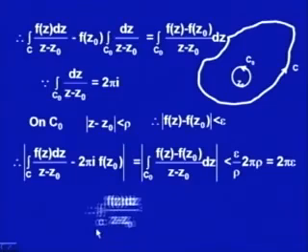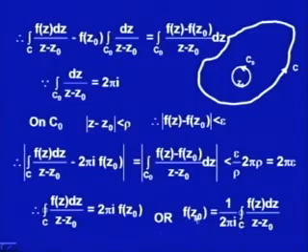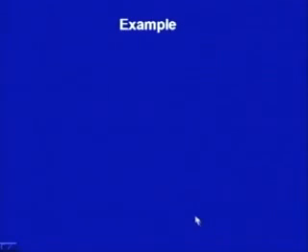Hence, by definition of continuity, we get that the integral of f(z) upon z minus z naught along the contour C is nothing but 2 pi i f(z naught), where z naught is interior to the contour. So we have established our Cauchy integral formula. In other words, we could write it as f(z naught) equal to 1 upon 2 pi i times the integral. That is rewriting it. Now, let us see how it is helpful in solving certain integrals, so we go to examples of evaluation of integrals.